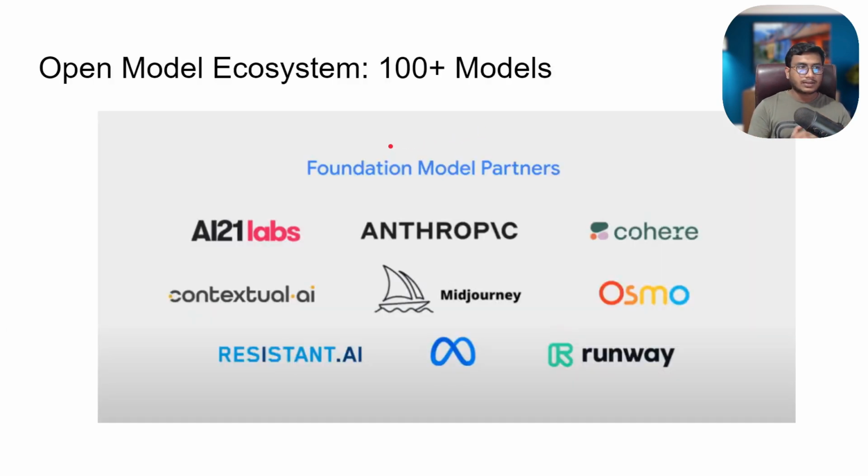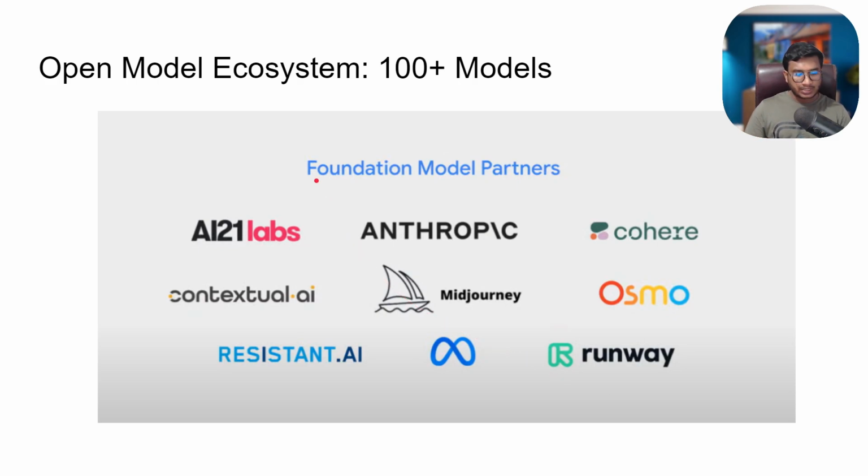As I already told you, they introduced many partner models in the Model Garden. These are the partners of Google. Nowadays they have also collaborated with many organizations. If you open Google Cloud Vertex AI, you will see different kinds of partner models available. Here you can see AI21 Labs, another organization that collaborated with Google. Then Anthropic, Cohere, Contextual AI, Midjourney, then OSMMO, Resistant.ai, Meta, Runway, and so on. These are the partner models you will get in the Model Garden.